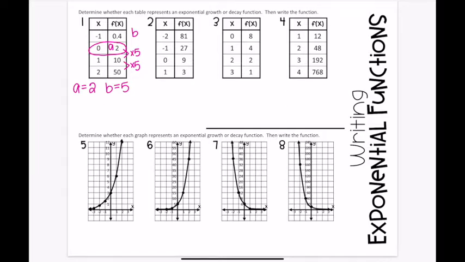First, we knew it was growth because these values are increasing. And then our base, which is 5, is bigger than 1. Now we want to write this equation in the form y = a times b to the power x. So y = 2 times 5 raised to x.